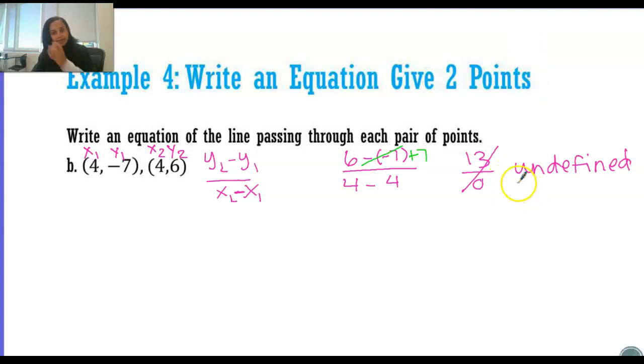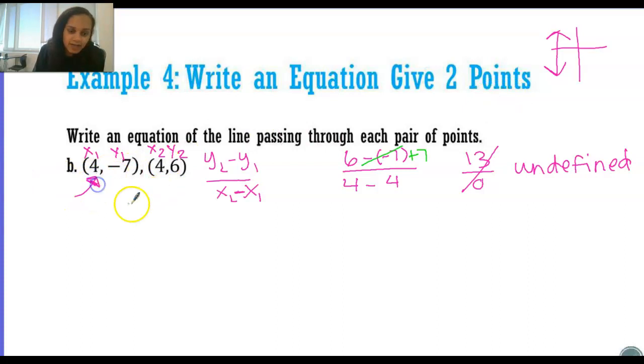Since this slope is undefined, we can't put it in slope-intercept form or even point-slope form because it doesn't have a slope. The only thing we could do is notice that when we have an undefined slope, it's because it is a vertical line. So we basically have to figure out what x equals, and it's given to us right here. x is equal to 4. So my equation is x is equal to 4.